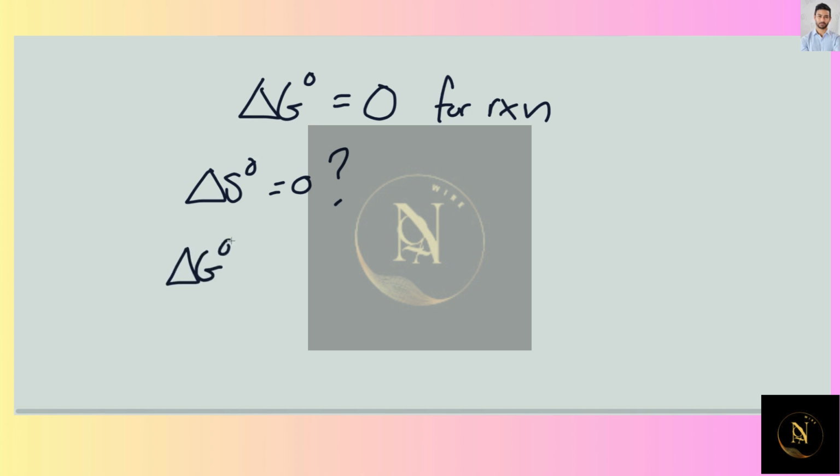Recall that delta G naught equals delta H naught minus T delta S naught, where delta H is the enthalpy. Just because this is 0 doesn't mean the delta S is 0. If delta H and delta S happen to cancel each other out, then it could still be 0, right? So there's no way of knowing if delta S is 0. Therefore, statement A is false.